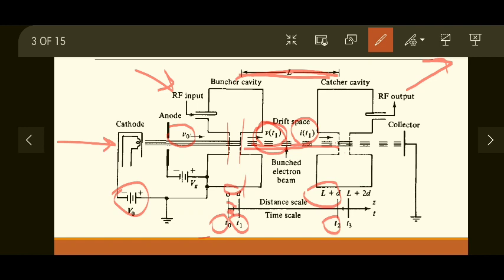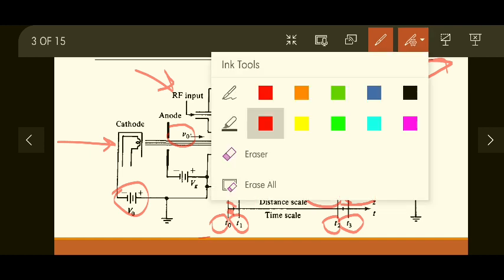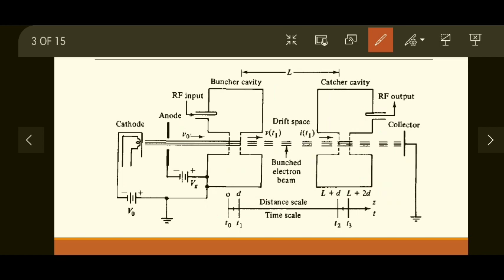And then finally, when the electron beam is removed from the bunching part, the kinetic energy of electrons is transferred to the grids, generating a voltage which we take as the output. Then finally at the distance of L plus 2d, at time t3, we collect the electron beam at the collector. Now this is the scenario in which we are going to operate. The time scale is shown, the distance scale is shown, the length between the two cavities is also shown, and the gap where we are giving input is also shown.